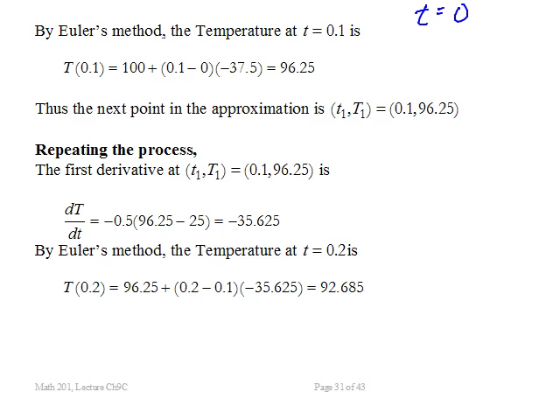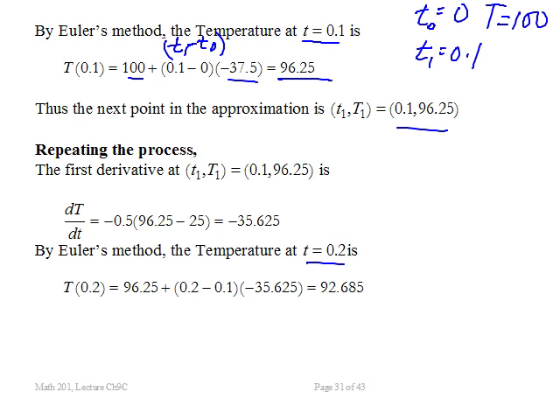So we started at T equals 0. So that's my first point. At that point, the temperature was 100. So I'm going to move to 0.1. Okay, so 0.1 gives me my step size. So this is T1 minus T naught, times that derivative. It's just a linear approximation, and I get 96.25. So the next point is time 1, temperature 1: 0.1, 96.25. Then I keep repeating the process. I have to find the derivative at this new point. Then I move to T equals 0.2, and I find a new value of the temperature.